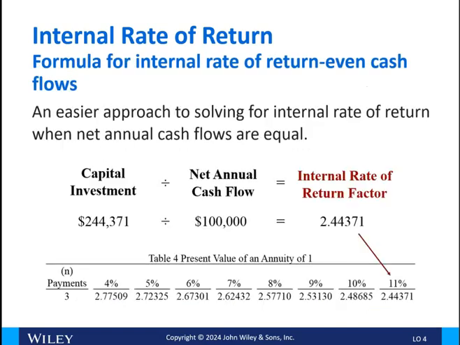An easier way to do it when net annual cash flows are equal is to take our capital investment divided by our net annual cash flow, and that gives us a factor. If we go to the present value of an annuity table, we know the number of periods, so 3 in this case, and we go across that 3 until we find the factor that we calculated, and then go up, we find the 11%. So we use our tables kind of backwards from what we were doing before.